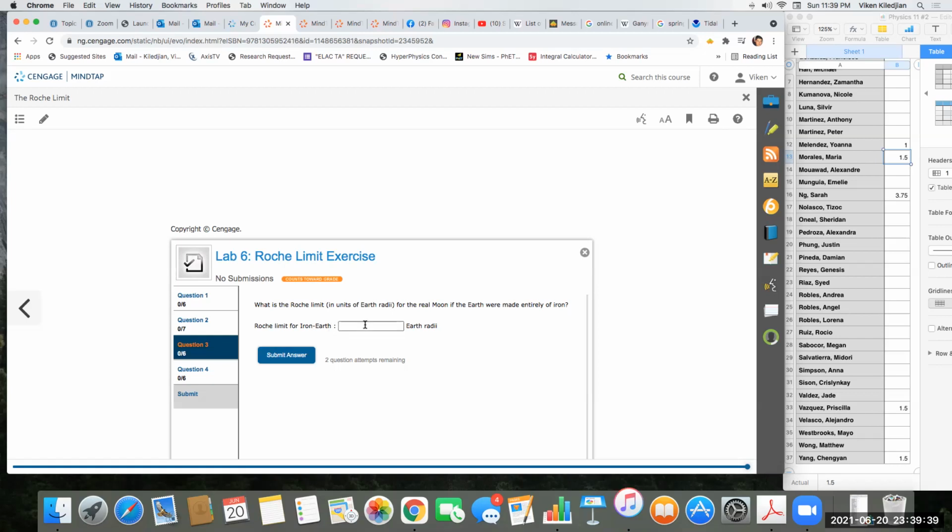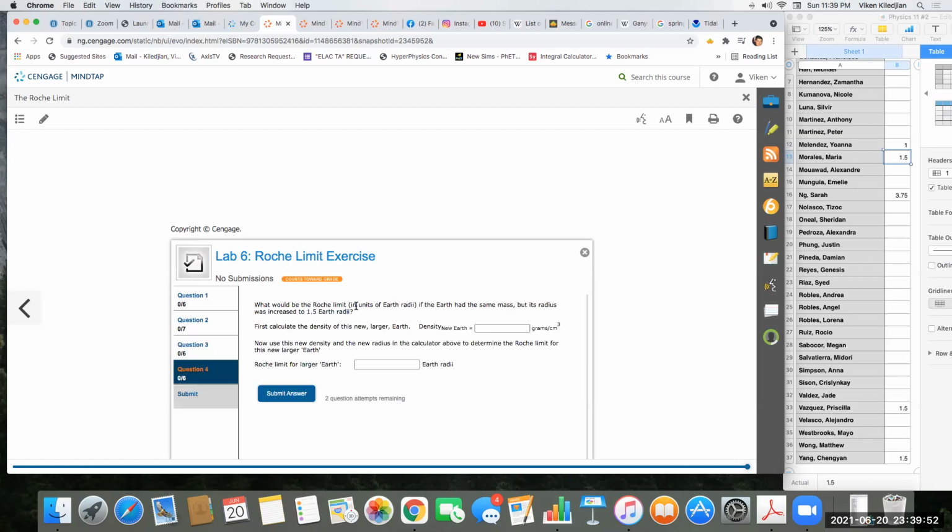So now what they're doing is going back and saying, let's keep the density of the moon the same, but now let's make the density of the Earth like iron, you see? So they're changing it up each time. What would the Roche limit be if the Earth had the same mass, but its radius was increased to 1.5? First calculate the density of this new larger Earth. Density of new Earth. Oh, okay.